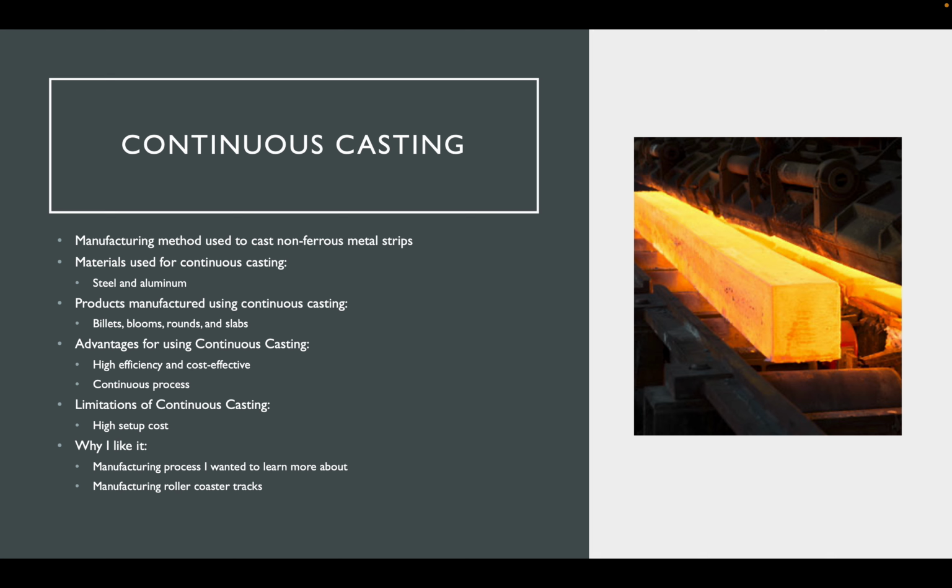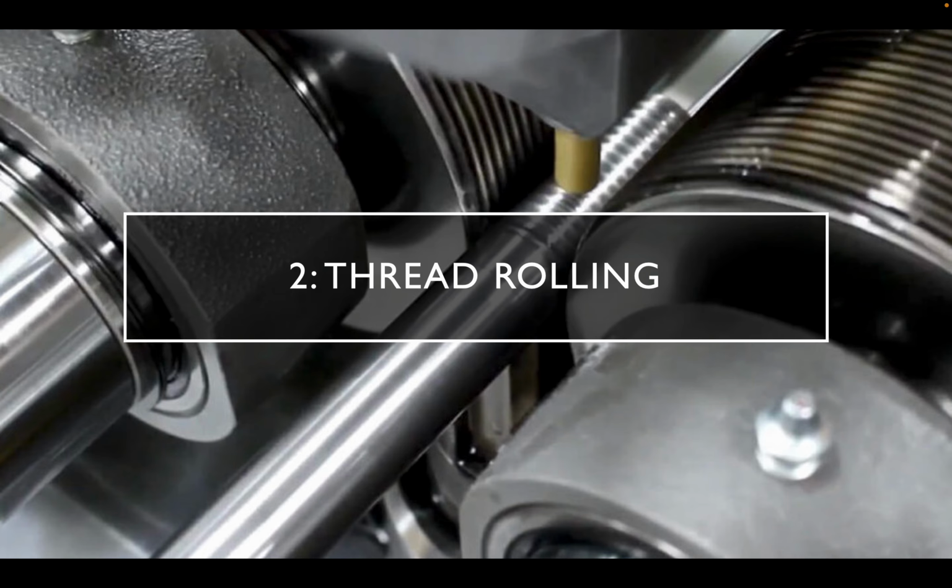It's a straightforward process. And so a limitation for continuous casting includes a high setup cost, which, its cost effectivity in the manufacturing process, I think, outweighs the cost going into the setup. Why I like it is that this was a manufacturing process that we learned about in class that I definitely wanted to learn more about because I wanted to learn more about different infrastructural just materials and also like the manufacturing processes that go behind them in different industries.